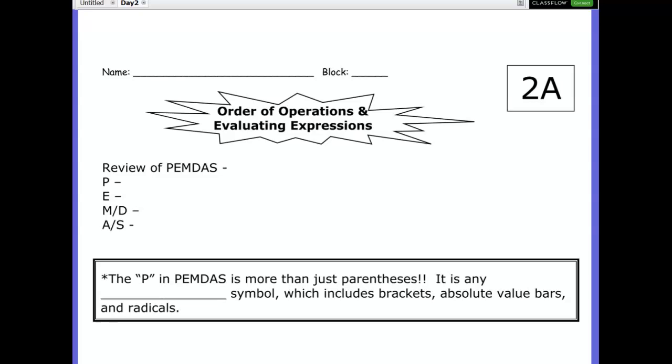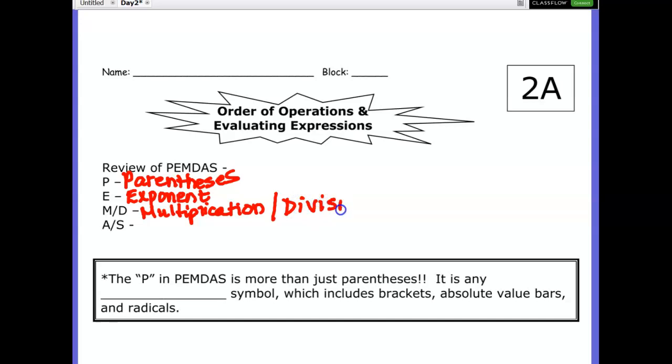Today we talked about order of operations and evaluating expressions. So this was a review, and we talked about order of operations. We remembered the acronym we used to use called PEMDAS. We did a little review on that and said that the P stood for the parentheses, the E stood for the exponent, the M and D stand for multiplication and division, and the A and the S stand for addition and subtraction.